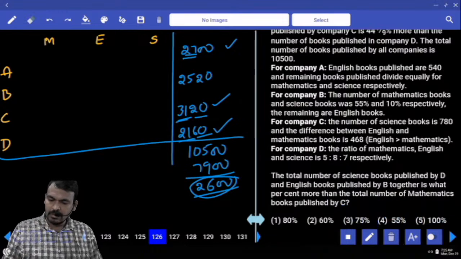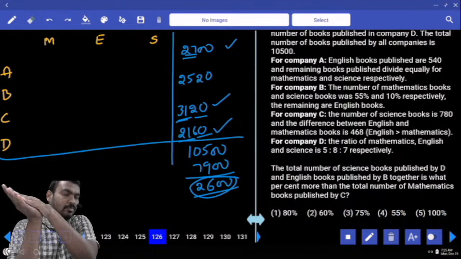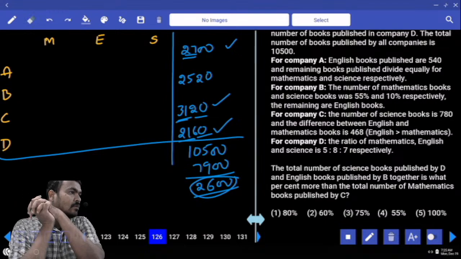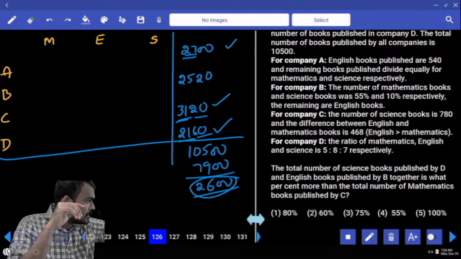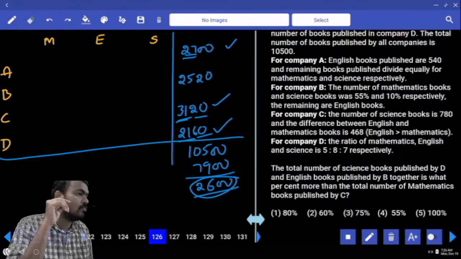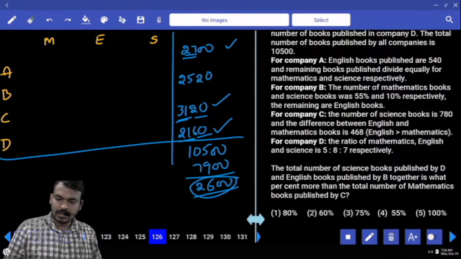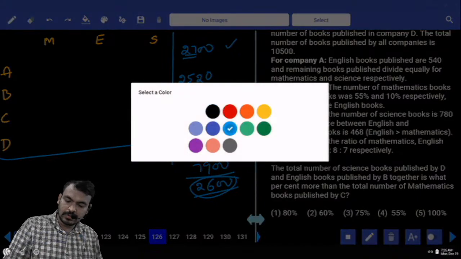What is the next one? Company A. We are getting the company's books, or not? Company B, how many books are there? 2520. Out of 10,500, we are subtracting those three values. We get how much? 2520. Next, company A, English books.